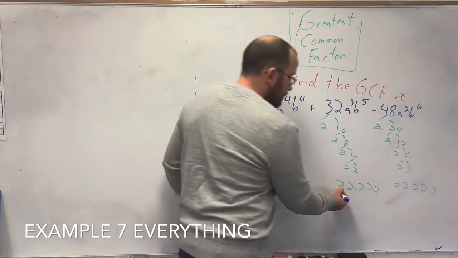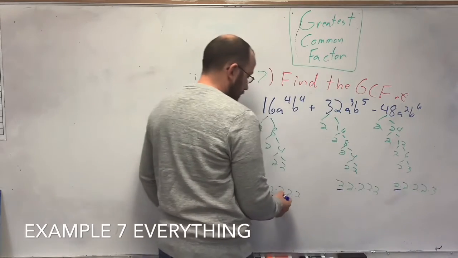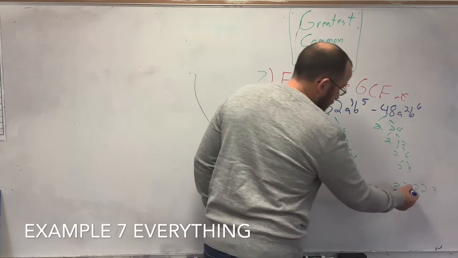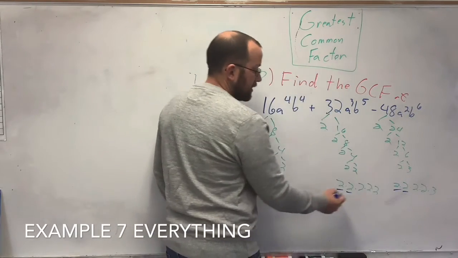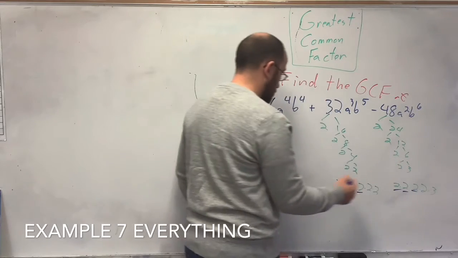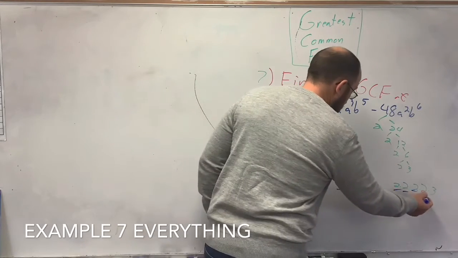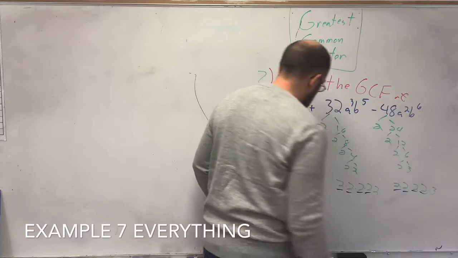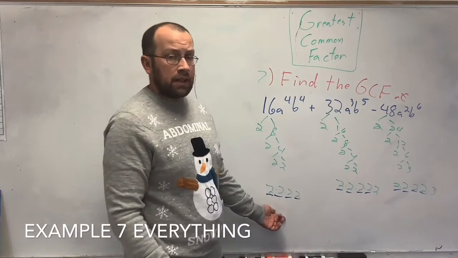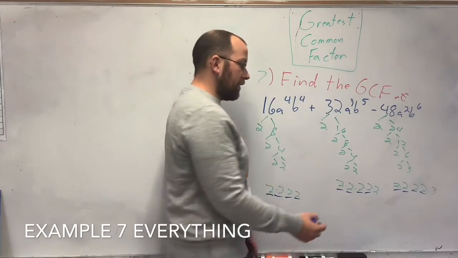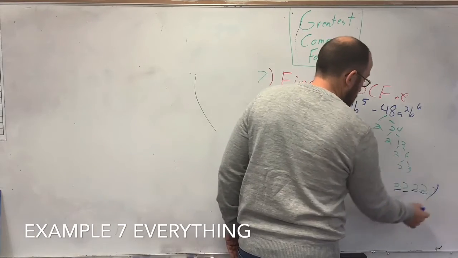This has a 2, this has a 2, this has a 2. This has a 2, this has a 2, this has a 2. This has a 2, this has another 2, this has a 2. This has a 2, this has a 2, and this has a 2. Now since there's no more 2's here or anything else, they all can't have anything in common. So just mark the rest of it out.